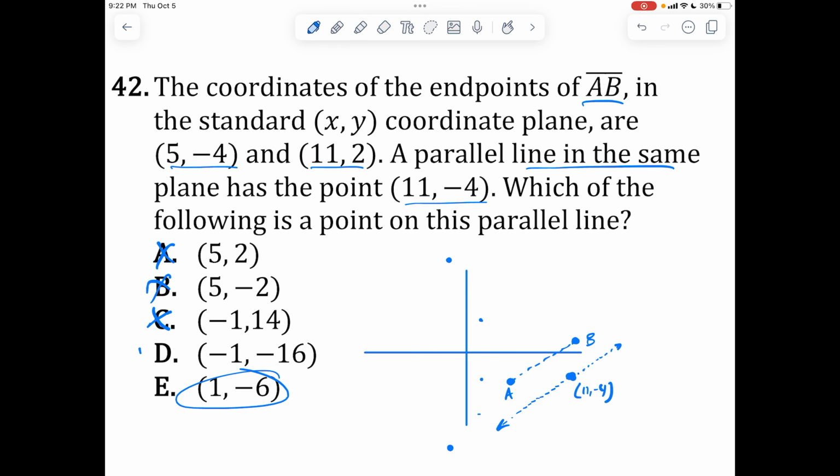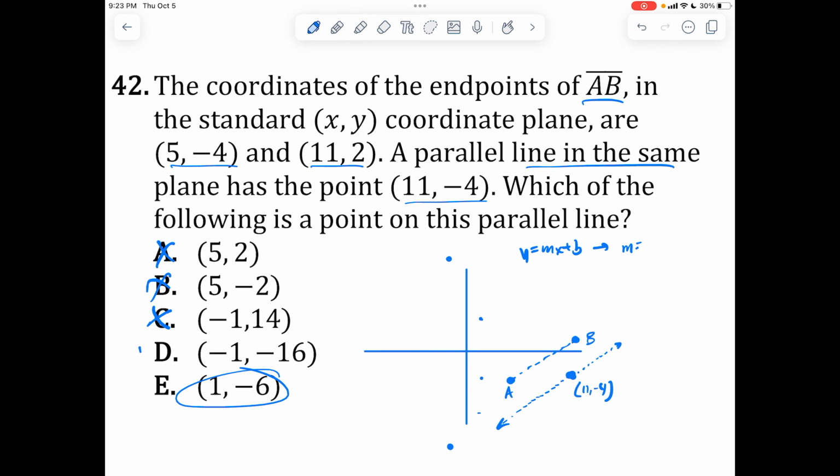The way we're going to verify this is first we need to come up with an equation for this line, identify the slope, and then find an equation for this line right here. We'll use the y equals mx plus b formula. First identify m by doing the slope formula. M equals y2 minus y1 divided by x2 minus x1 equals 6 over 6 equals 1.